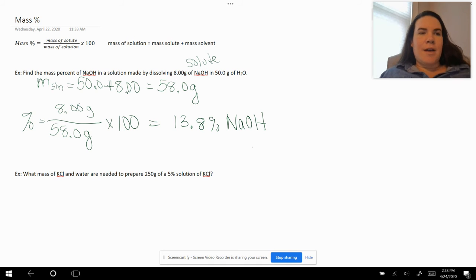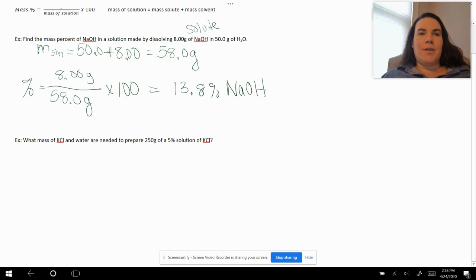All right, so that's solving mass percent equations for finding the concentration. Biggest problem people run into with these ones is that they don't add together the mass of the solution. They put the mass of the solvent on the bottom, because that's what we'll do for molarity. Just remember it's the total mass at the bottom, not just the mass of the solute.